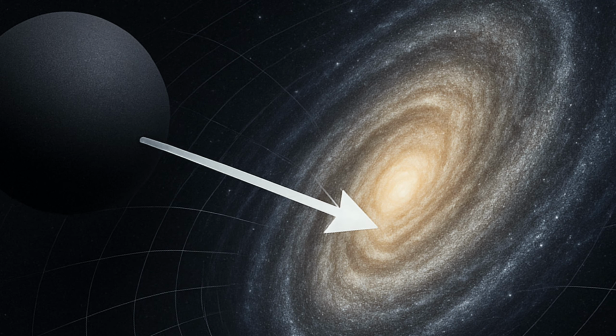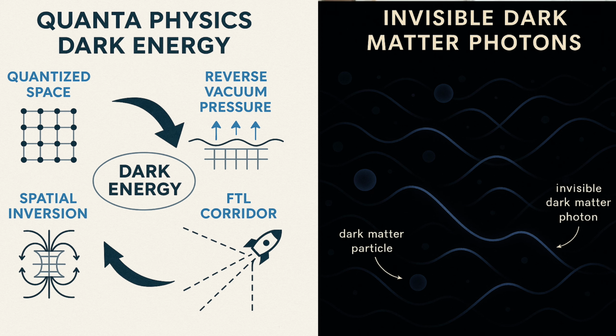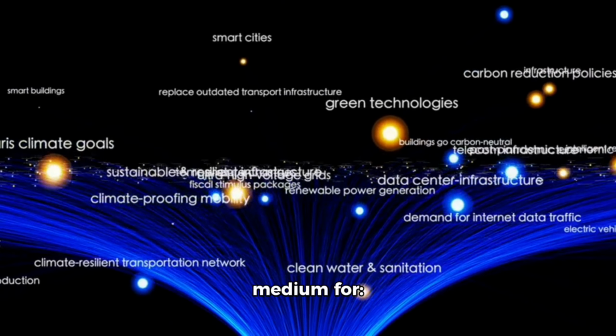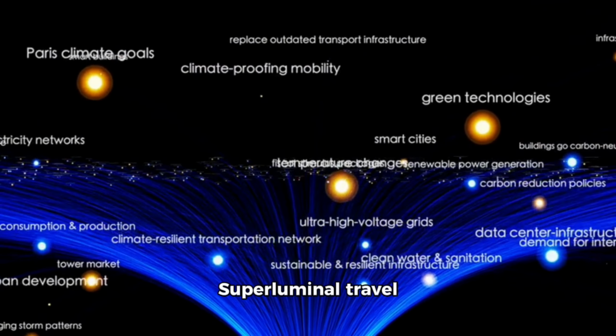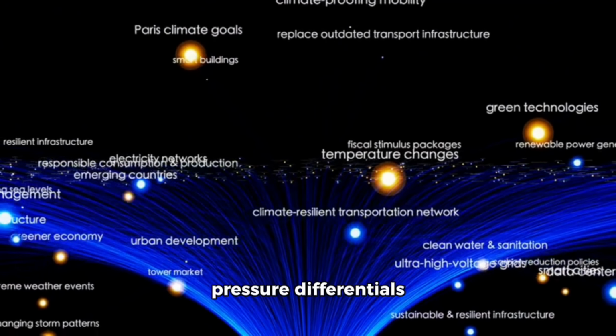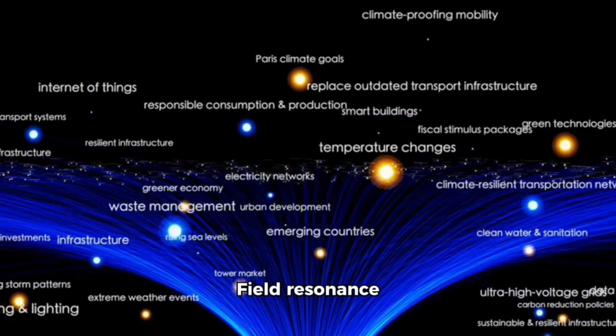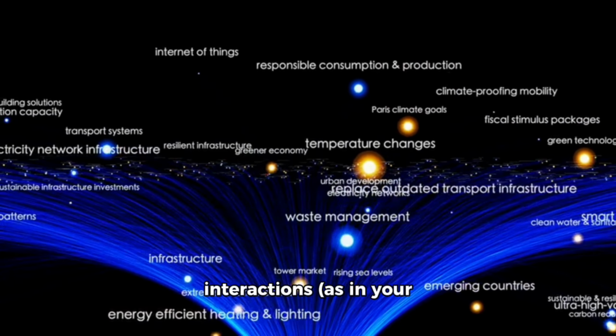2. Applying it to a dark field concept. If you posit a dark space field around or between planets, galaxies, or vacuum corridors, then assigning negative energy to it implies repulsive gravitational effects like dark energy or warp field shaping: space contraction or redirection instead of expansion, a potential medium for superluminal travel corridors, energy pressure differentials, and field resonance interactions, as in your quantum physics ideas.